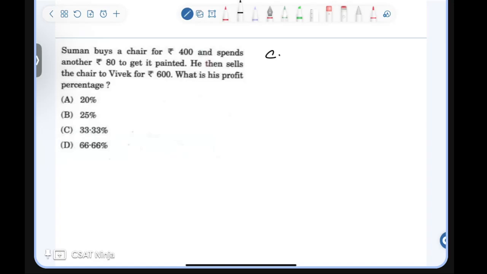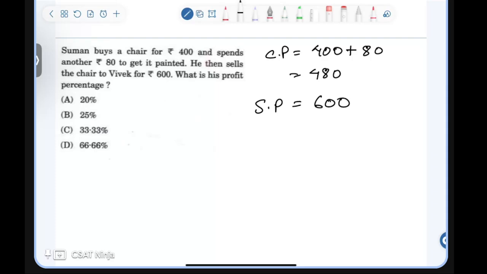Okay, so the cost price here is, it was bought for 400 rupees and spent how much rupees? Another 80 rupees to paint the chair. So which means the cost price here is 480. He sells it for how much? He sells it for 600 rupees. That means he then sells the chair to Vivek for 600 rupees. So which means our selling price here is how much? It is 600 rupees.